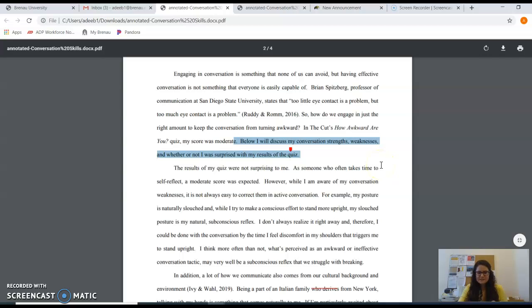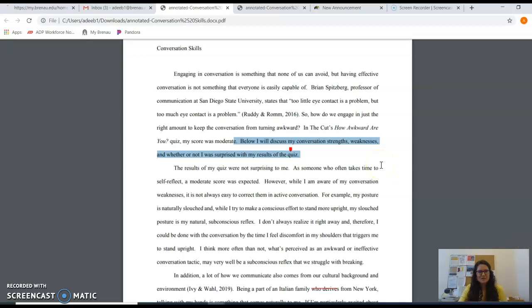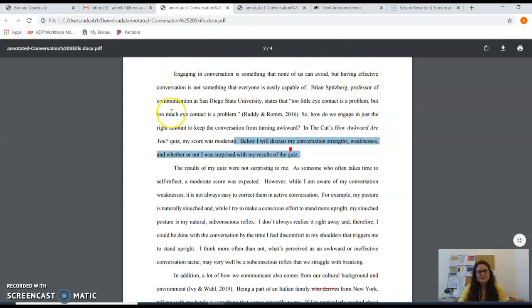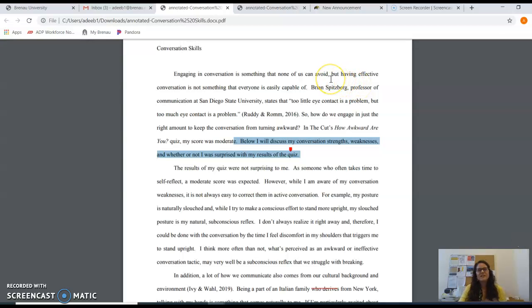So this is Jen's paper. Jen, I'm going to put you on the spot a little bit. She introduces the major idea behind the paper, which is I'm going to talk about the Cuts, How Awkward Are You quiz, and my score. Here's why engaging conversation is important. And then she hits us with her clear preview and thesis.